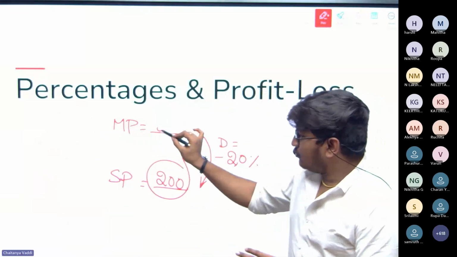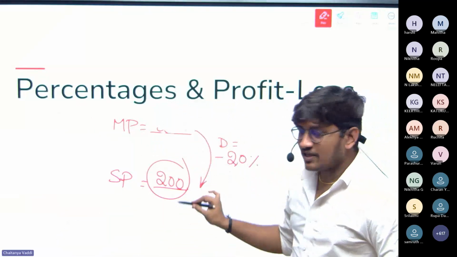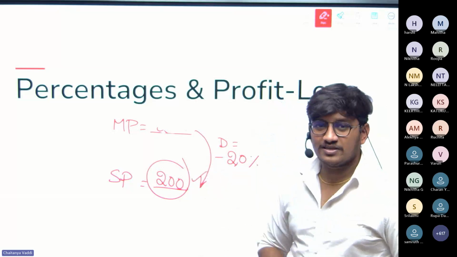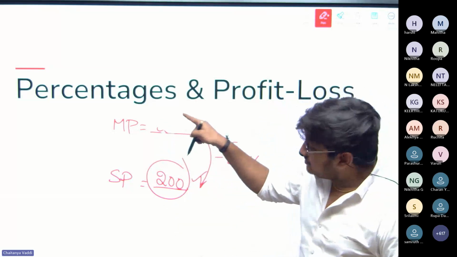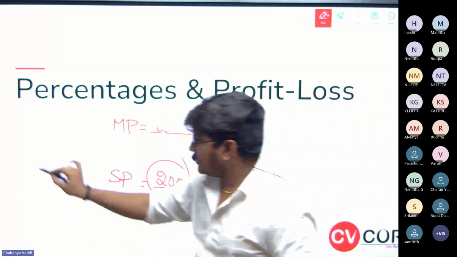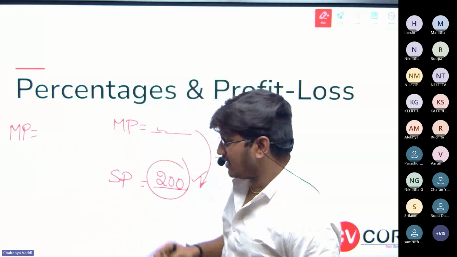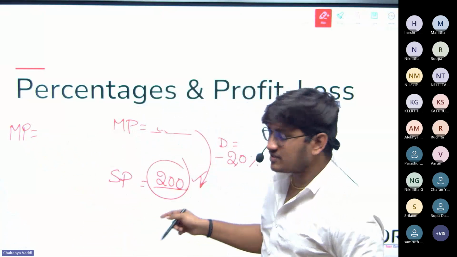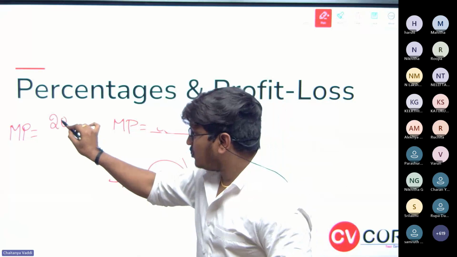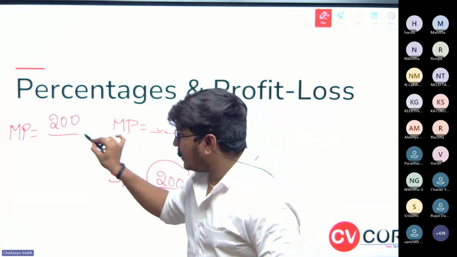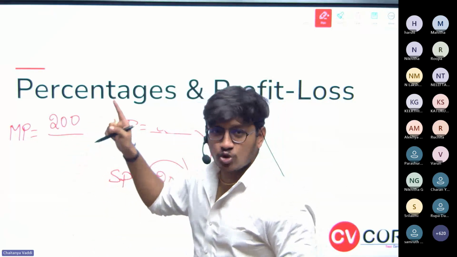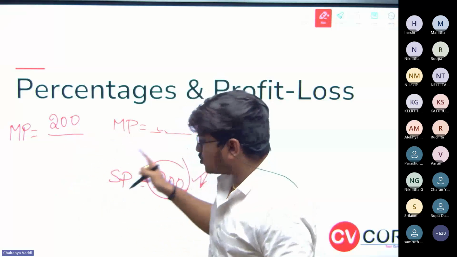Okay, if you remove a 20% discount from the market price, you are getting 200 rupees as the selling price, right? So what will be this particular value? Direct shortcut, guys, listen. Market price is equal to how much is the selling price? 200. Write this 200 by... okay, remember the shortcut. There are so many questions in the upcoming slides based on this logic.